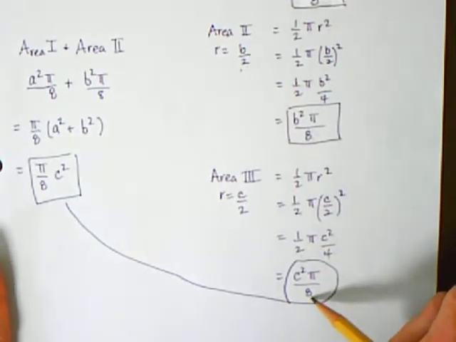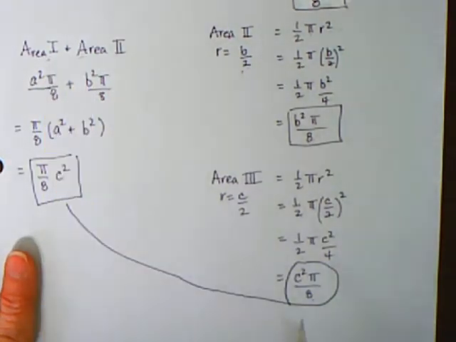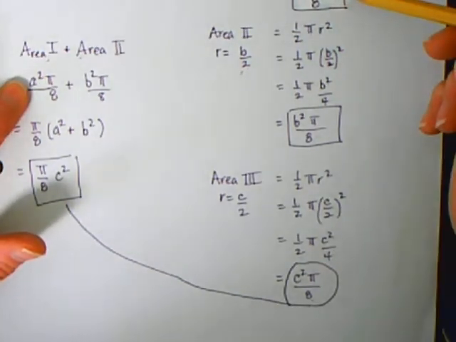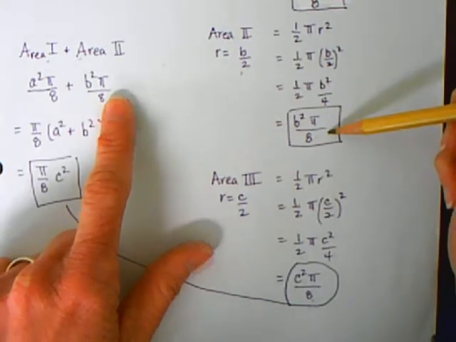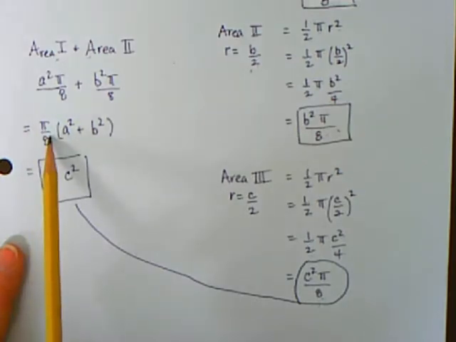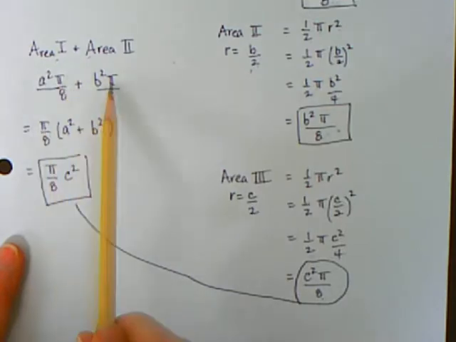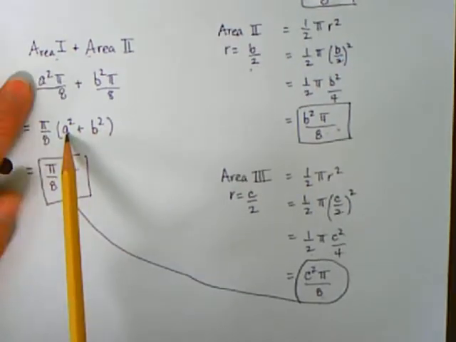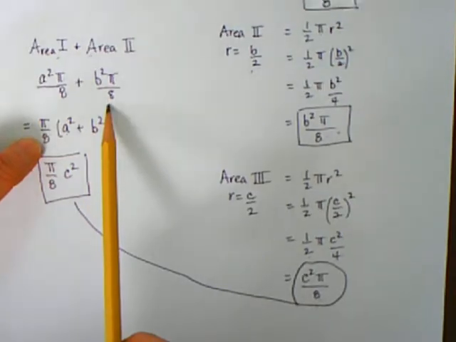Okay, now what I have to do is show that area 1 plus area 2, in fact, equals area 3. So area 1 I know is A squared pi over 8. Area 2 is B squared pi over 8. Now, what I can see is I can pull out a pi over 8. That's common to both of these things, using the reverse distributive property, right? Pull out the pi over 8, and what I'm left with is A squared plus B squared. Pi over 8 times A squared is A squared pi over 8, plus pi over 8 times B squared is B squared pi over 8. So you can see I did it right.